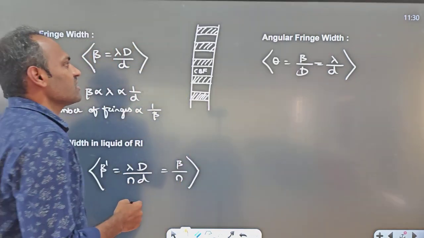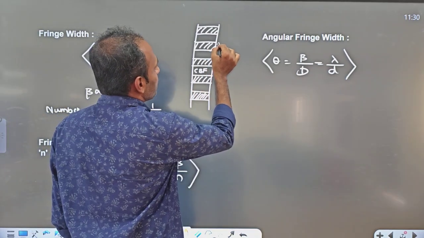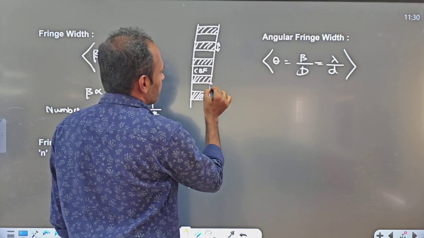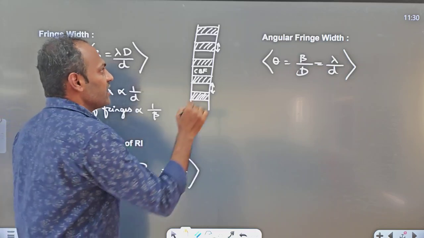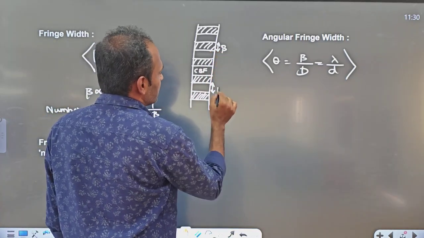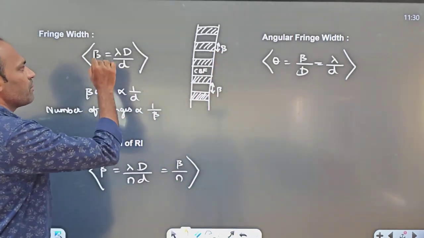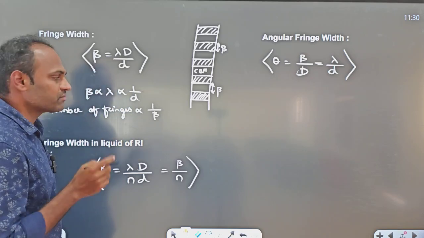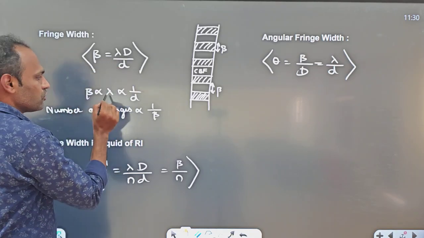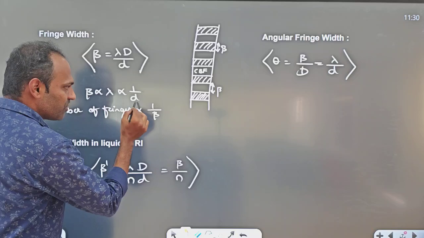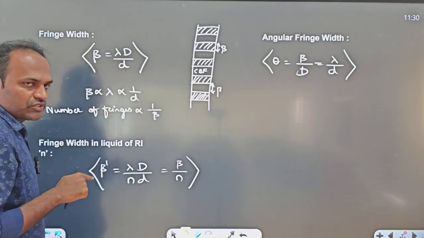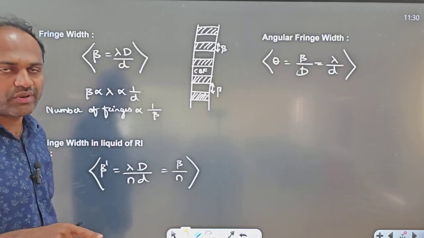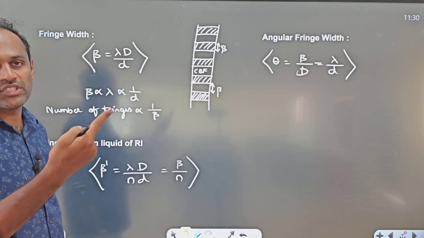Now, the width of this or the width of this is called fringe width. That fringe width is given by beta is equal to lambda into capital D by small d. Fringe width is directly proportional to wavelength, inversely proportional to the distance between the two slits. Number of fringes formed is inversely proportional to fringe width. If fringe width is more, fewer fringes will form. If fringe width is less, more fringes will form.